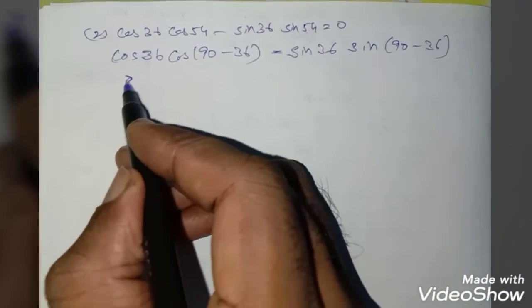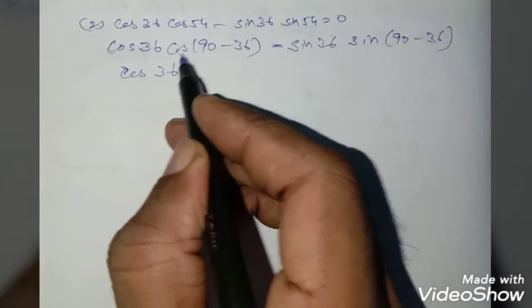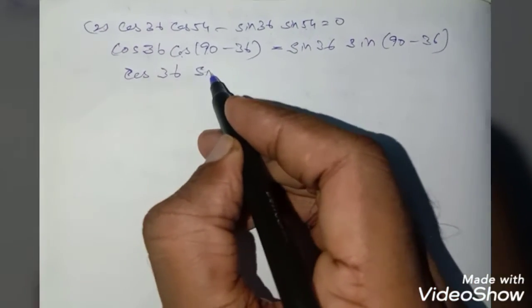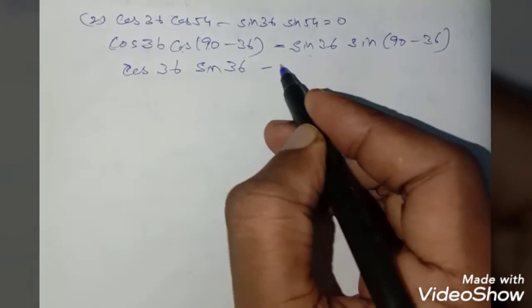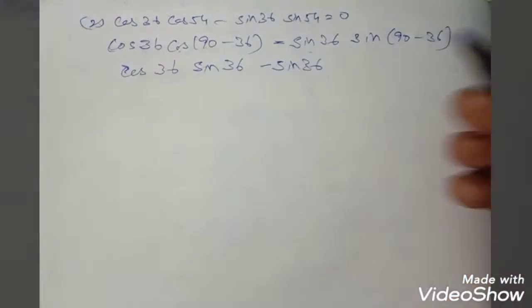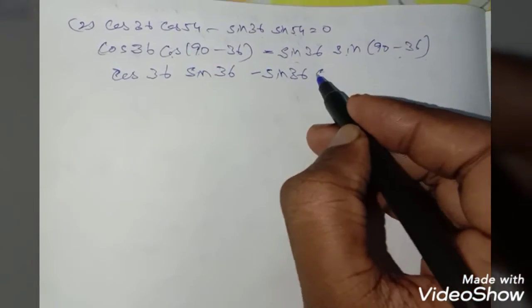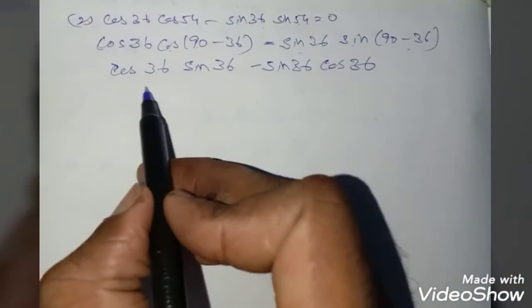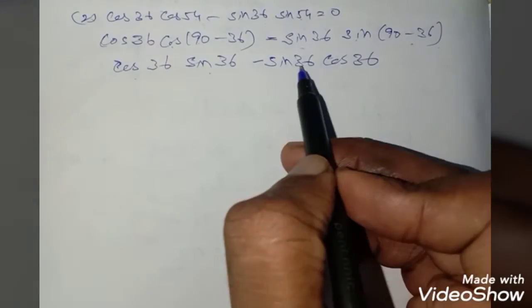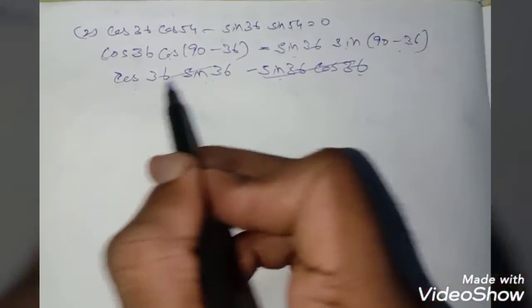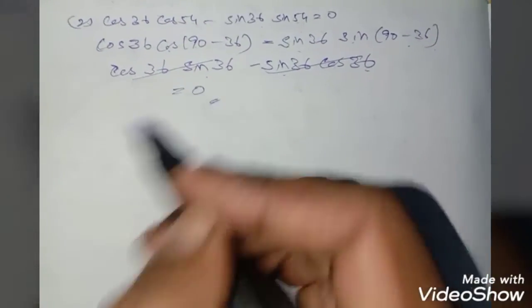Now here, cos 36 into cos 90 minus theta is sin theta. Now here, sin theta, sin 90 minus theta is cos theta, that is cos 36. Now cos 36 into sin 36, here sin 36 into cos 36 will get cancelled. You will get the answer as 0.